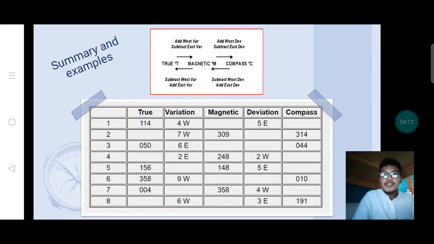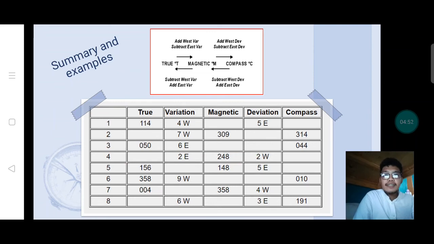Number 6: 358 for the true bearing, 9 degrees west for the variation, and the magnetic is not given. So 358 plus 9. As we all know, when the given adds to 360 and above, we will go back to 0 and then start again from 1 to 360. So 358 plus 9 degrees west will be 7. The magnetic will be 7.